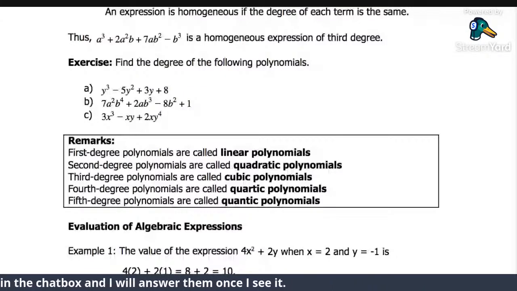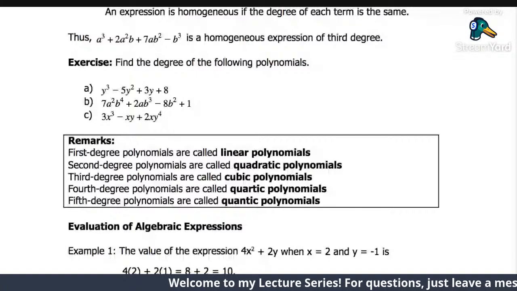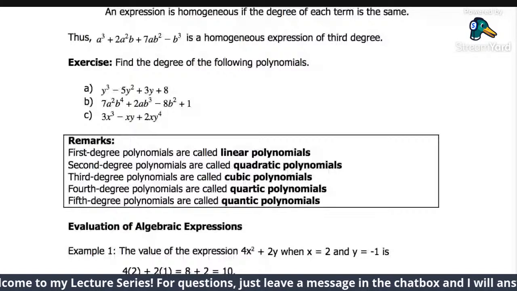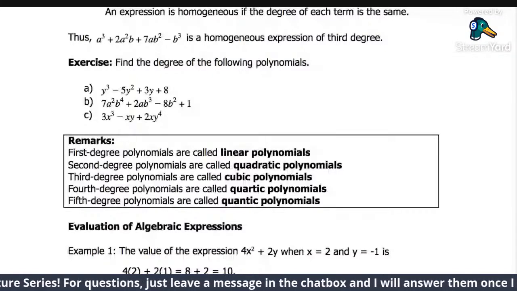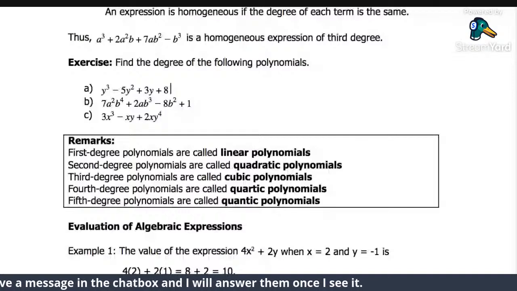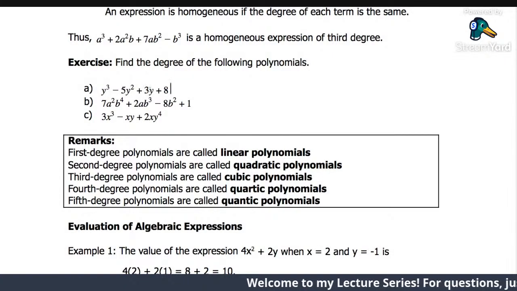May we have an answer for letter A? The given polynomial here is y cubed minus 5y squared plus 3y plus 8. That's 3. That's correct. Okay, 3. So we have here y cubed. This is the highest. Okay. The second term has 2. The third term has 1. The fourth term has 0. So 3 is the degree of the polynomial.